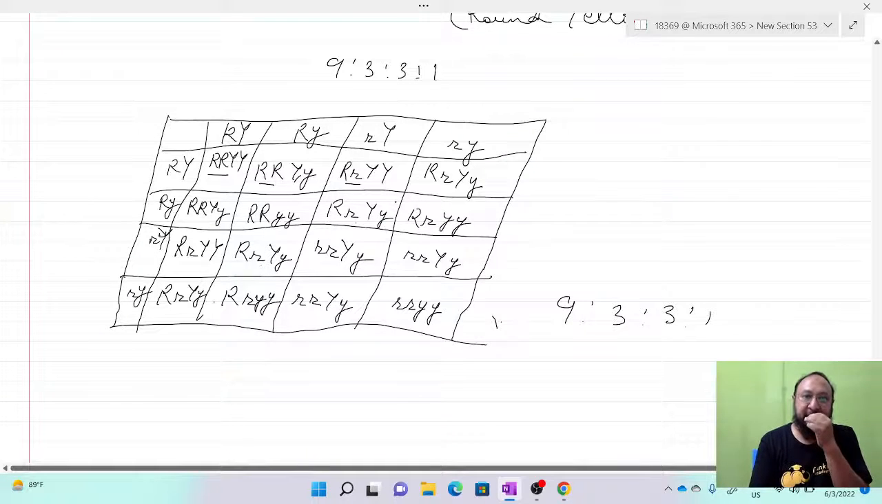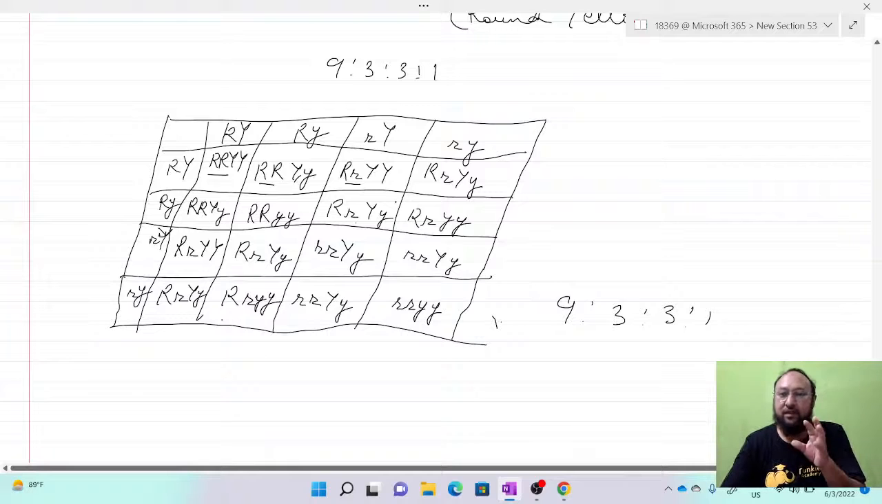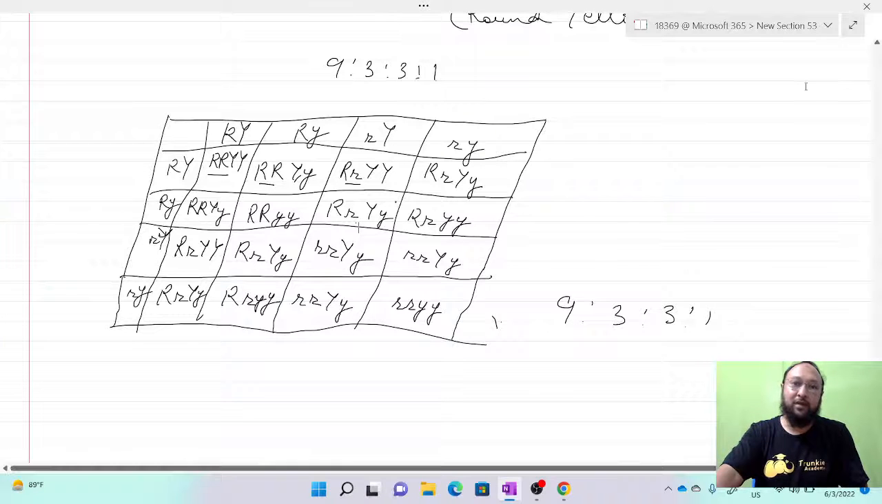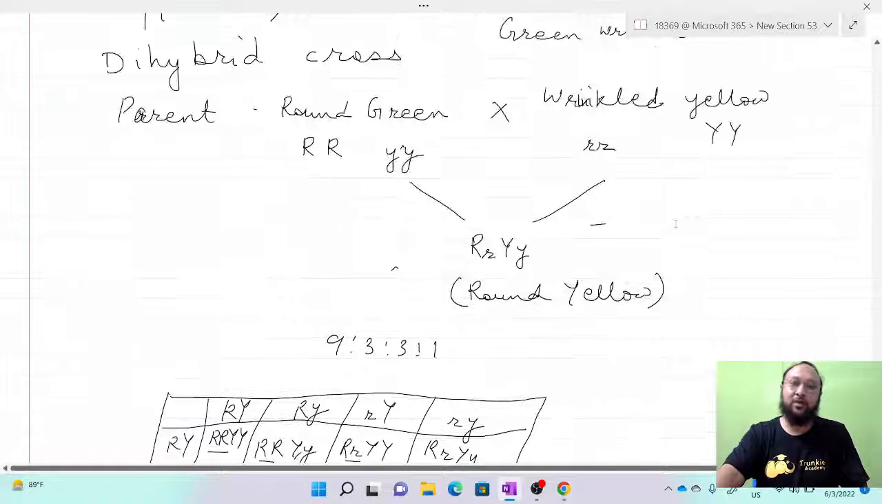So 9 is round yellow, and that way we will get the wrinkled. There will be wrinkled yellow and round green, 3 each, and then wrinkled green, which is the recessive character, so we find the ratio of 9:3:3:1. I'll continue with this tomorrow, and explain a little bit with some other examples and diagrams so that it will be clear.